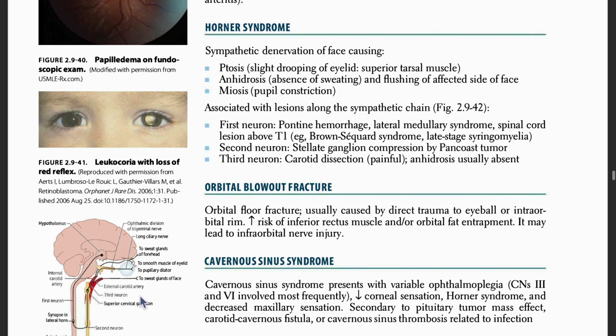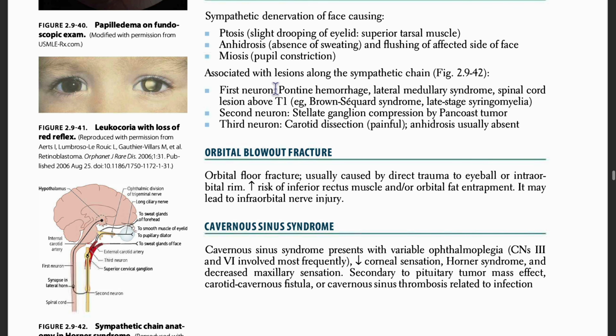Right, so this is the sympathetic chain that they're showing here. First neuron, so that's the first neuron right here. A lesion can be here if due to these causes, which are pontine hemorrhage, lateral medullary syndrome, or spinal cord lesion above T1. For example, Brown-Sequard syndrome or late stage syringomyelia. Okay, so that's what they're trying to say. So first neuron, and then we have the second neuron right here where it crosses.